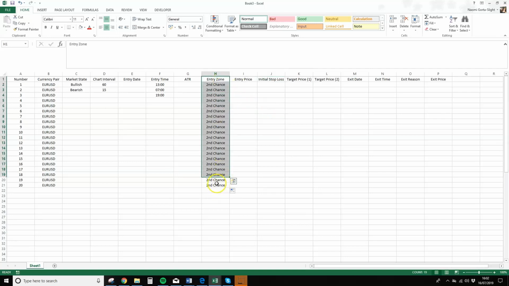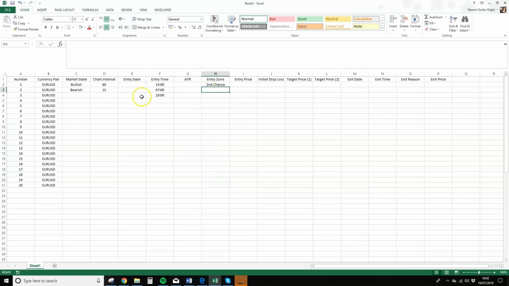Nothing else needs to be done. However, when I had 3 different types of entry zones, as I said, I had the 15 and the 60, I did a formula like this. If D2 equals 60, then I want it to automatically enter second chance. Otherwise, I want it to be left blank. And blank, you do 2 speech marks.